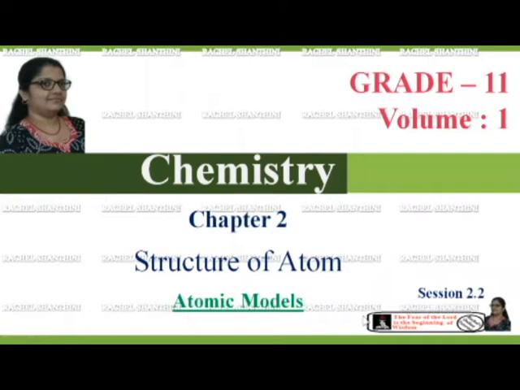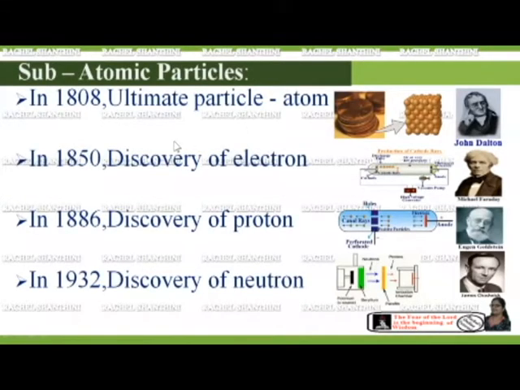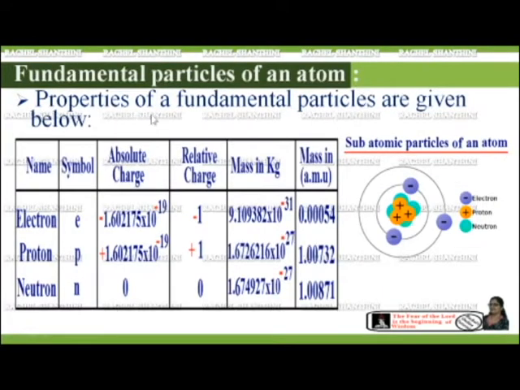In this session 2.2, we are going to discuss the atomic models from chapter 2, Structure of Atom, in grade 11. Before getting into this session, let us recall what we have discussed in the previous session. In the previous session 2.1, we discussed the subatomic particles and the discovery of the subatomic particles like electrons, protons, and neutrons. And we discussed the properties of the fundamental particles, that is, the subatomic particles of an atom: electron, proton, and neutron.